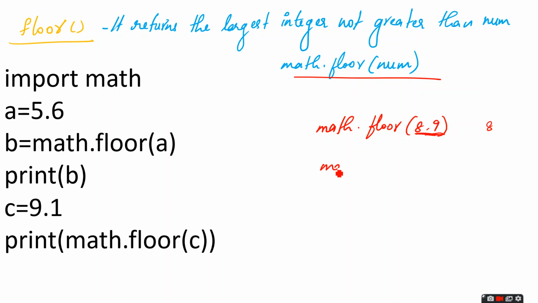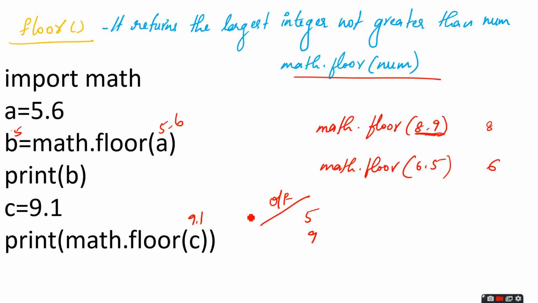Next, we are writing like this: math.floor 6.5. We will get the result as 6. That is the largest number not greater than this number. That's it. Now we can try this example. Import math, a equal to 5.6, b equal to math dot floor of 5.6. So b refers to the value 5. Print b, we'll get the output as 5. C equal to 9.1. Print math dot floor of 9.1. 9.1 means we'll get the value 9. That is the largest number that is not greater than this number. So this will be the output.